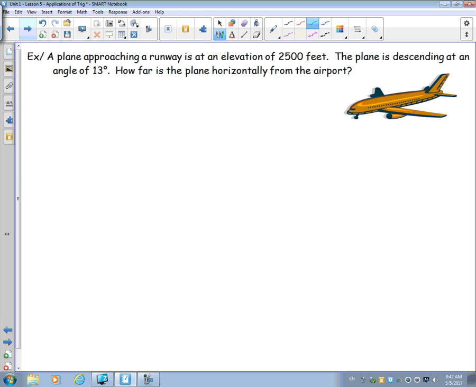Okay, let's try another one. A plane is approaching a runway at an elevation of 2,500 feet. The plane is descending at an angle of 13 degrees. How far is the plane horizontally from the airport? So here's our plane. It's trying to land on the runway over here. Here's our runway. But right now, the plane is forming this right triangle. We know the plane is at an elevation of 2,500 feet. We know it's descending at an angle of 13.